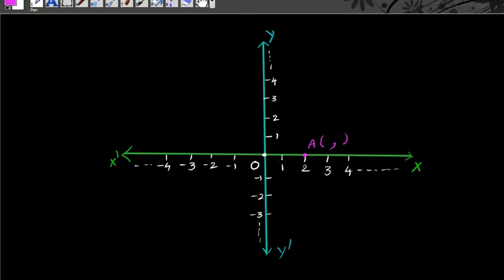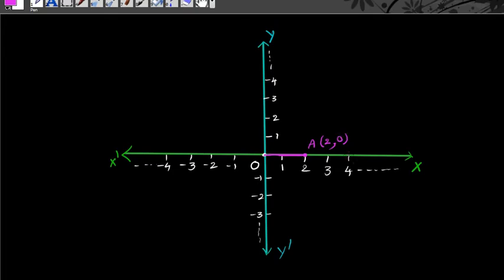Here observe that first we should write the x coordinate. While writing the x coordinate, how much is the distance of that point from the origin along the x-axis? This is the distance. How much is the distance here? 2 units. So this is 2 units. And what is the distance of this point from the y-axis? There is no distance from the y-axis. So that's why we can take 0.